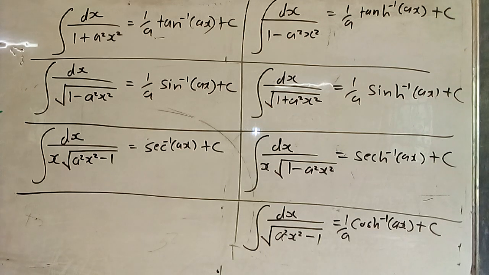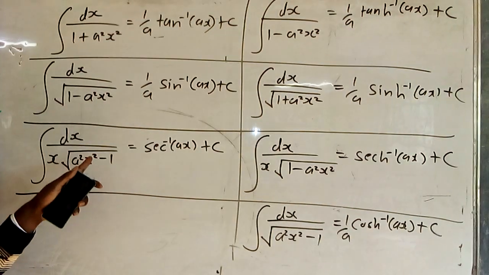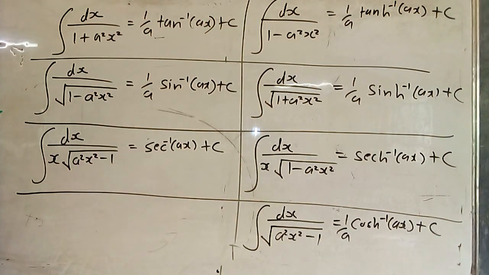Those are standard; they are things you need to master. The one with x root of a squared x squared minus 1 is different from the one with 1 minus a squared x squared. Those are two different things. So you need to master all of this. I've mastered them because they are very simple, and simple things I don't have problems with. You just master them.